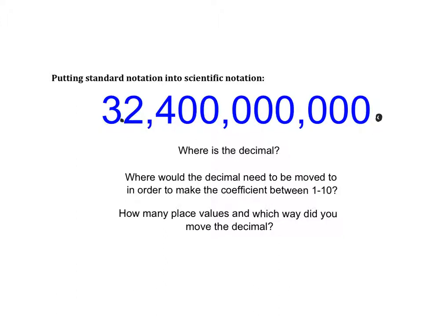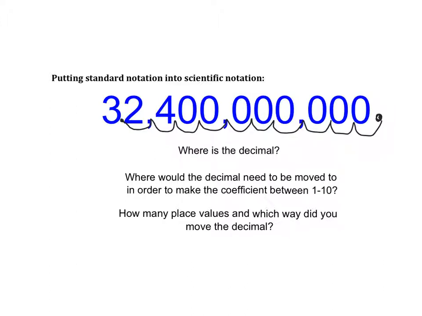So, last thing you have to do, you have to figure out, well, I have where the decimal is now at the end. I know where it needs to be, so let's count how many places we would have to move it. Well, 1, 2, 3, 4, 5, 6, 7, 8, 9, 10. I would have to move the decimal 10 places to get it from where it is to where it needs to be. That tells us what our exponent is going to be.